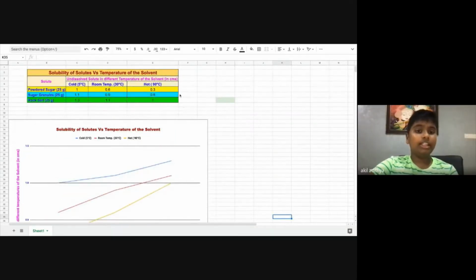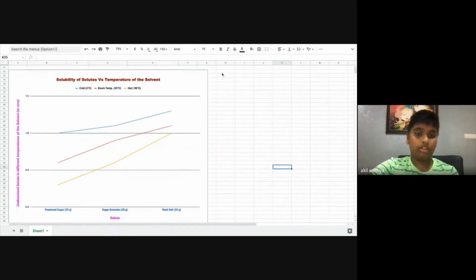Observation. We have now seen that the hot water has dissolved the most solute compared to the cold and the room temperature water. As you can see, I have plotted all the data into a tabular column, and I have my x-axis as the solute, which is powdered sugar, sugar granules and rock salt, and my y-axis as the undissolved solute in different temperatures of the solvent which we saw in our experiment, which is cold, room temperature water and hot water. And then I have taken all this data and plotted it into a graph here.